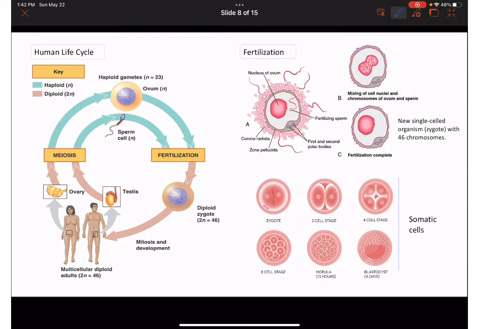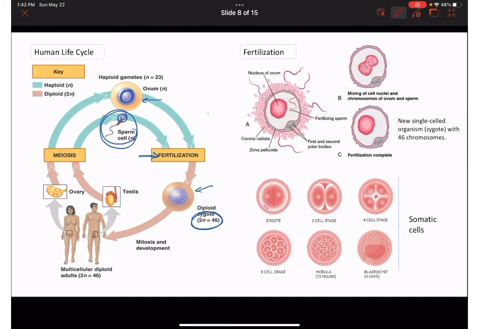And this is a better illustration of that. Here we have a sperm, and up here in the head of the sperm, there's 23 chromosomes. Here we have the egg or the ovum, and within the nucleus, there's 23 chromosomes. And what's going to happen is during fertilization, the sperm merges with the egg, and they're going to combine chromosomes to form a new single-celled organism, and that new single-celled organism is going to have 46 chromosomes in it.